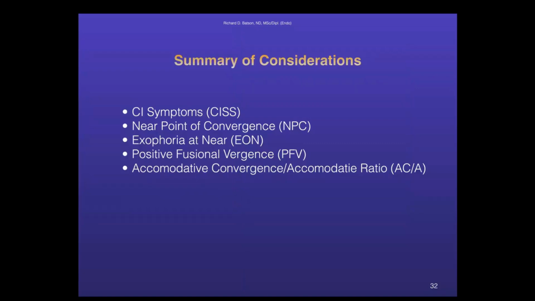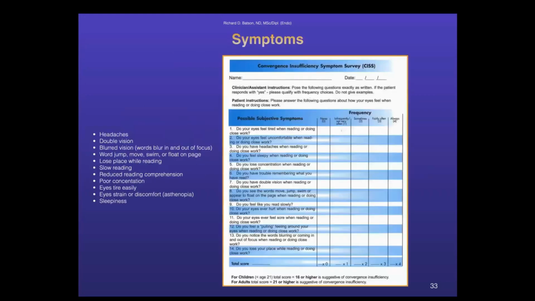So really, this is the summary of considerations. We've got really 5 things we're thinking about. We're thinking about the symptoms, and I'm going to briefly show you the Convergence Insufficiency Symptom Survey, which is a checklist of symptoms. It's a self-report measure that's used, and it would be good to know, because sometimes it's used, sometimes it's not. Then near point of convergence, exophoria at near greater than at distance, positive fusional vergence, and then our ACA ratio. So that's really what you need to know. And then we've got to parse things out within that. That's a copy of the CISS right there for your reference.